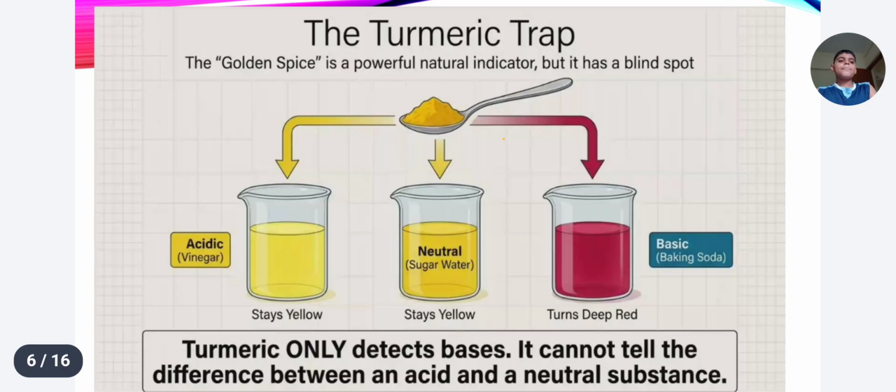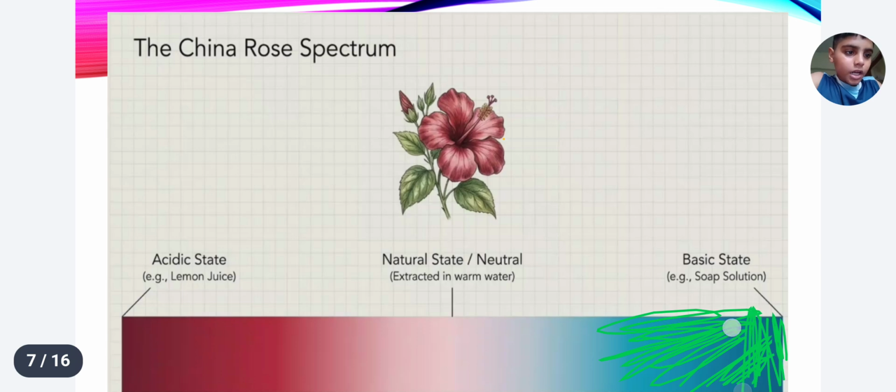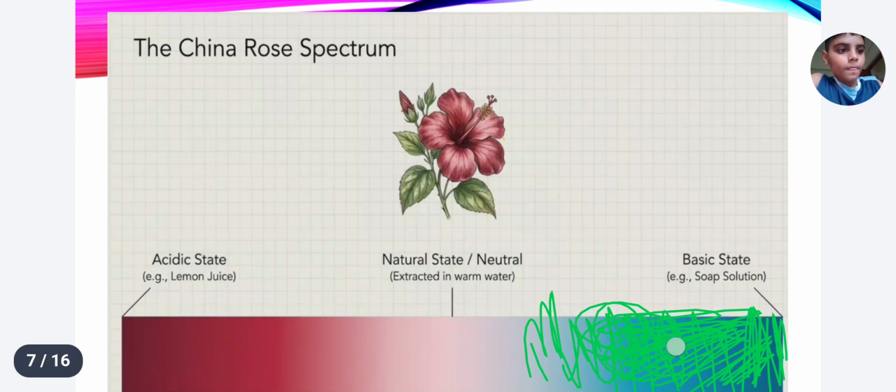Now moving on to the next slide, which is about China rose. Now there is a mistake in this slide. The mistake is that here it should come green. Children, remember, it doesn't change to blue.